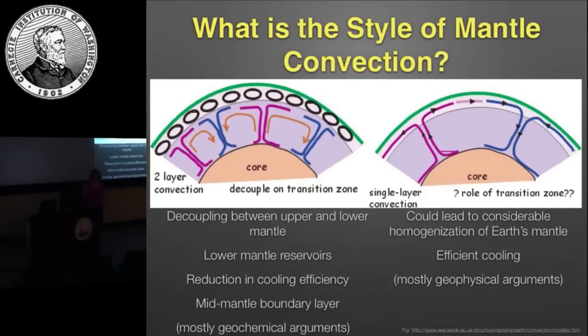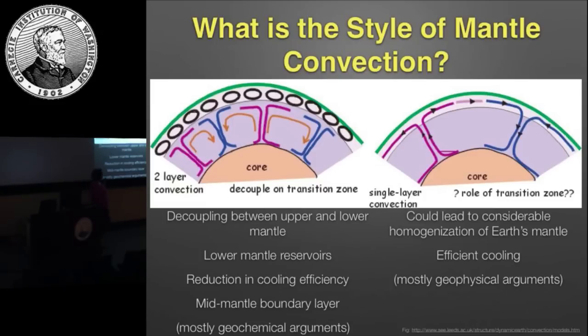And more recently, I've been focusing on this topic. What is the style of mantle convection? There are basically two end-member models. One is a model shown on the left, where we would have layered convection in the mantle.